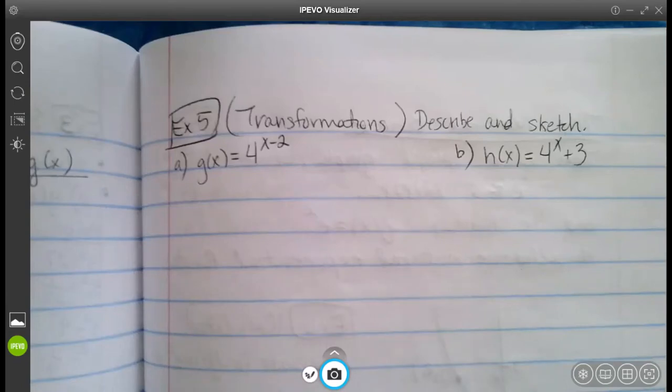Okay, this is part 2 of section 3.1. We're going to go ahead and continue on with an example. In these three examples, we're going to sketch and describe the transformations that are happening to these exponential functions. Okay, so let's start off with letter A.